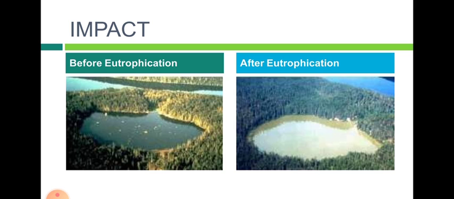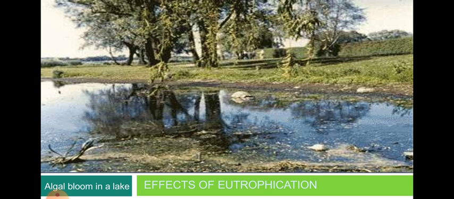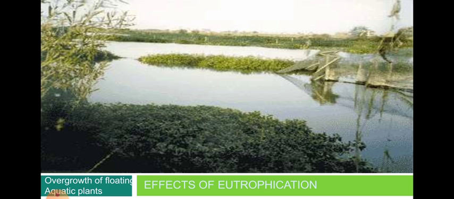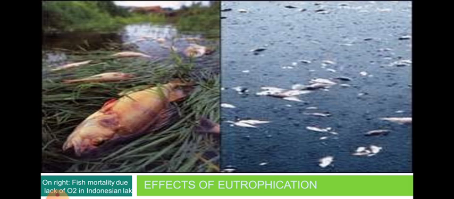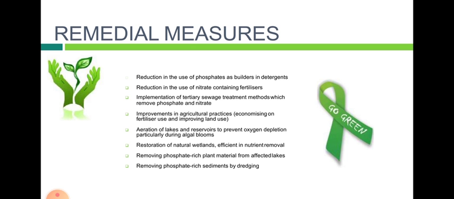Here is an impact. By this figure we can observe before eutrophication and after eutrophication. The condition is algal bloom in a lake, as we can observe in this figure. Overgrowth of floating aquatic plants shown in the figure. On the right, fish mortality due to lack of oxygen in an Indonesian lake, as shown in the figure.